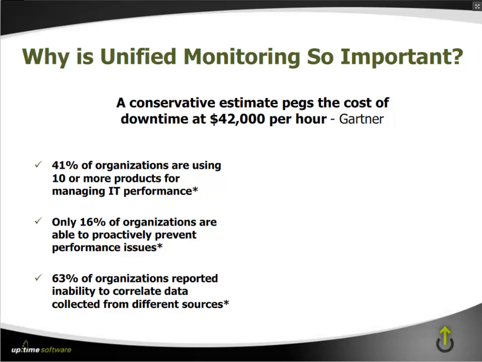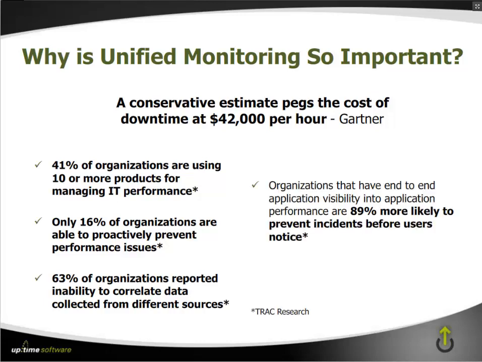Also, only 16% of organizations are able to proactively prevent any type of performance issue. So we've got over 80% of users here who simply cannot get ahead of the curve, cannot become proactive about managing their own performance. They are sitting in the back seat waiting for a problem to happen and then triaging the issue afterwards. Also, 63% of organizations reported the inability to correlate data collected from different sources. So if we're looking at 10 different tools to manage performance, over half of the organizations found it very difficult to look at all those different tools and figure out how they related to each other, determine where different gaps in the process were, so they can focus on what matters, which is resolving problems and improving service delivery.